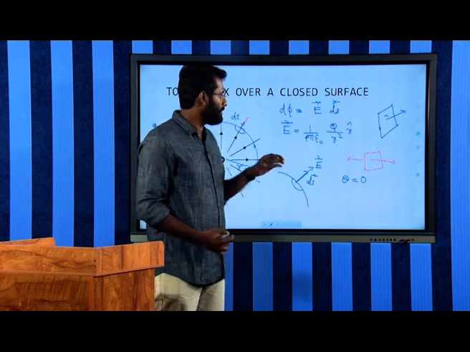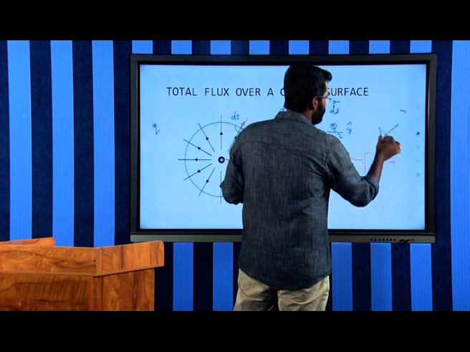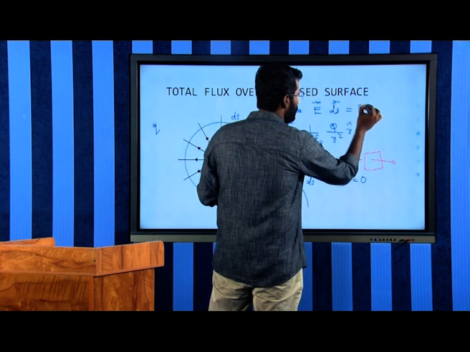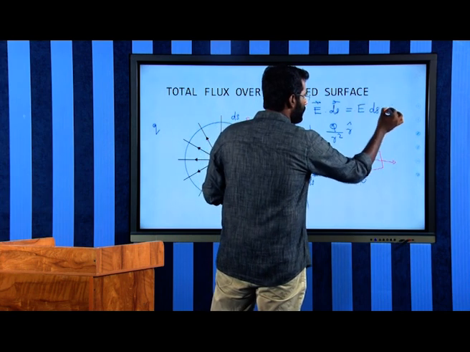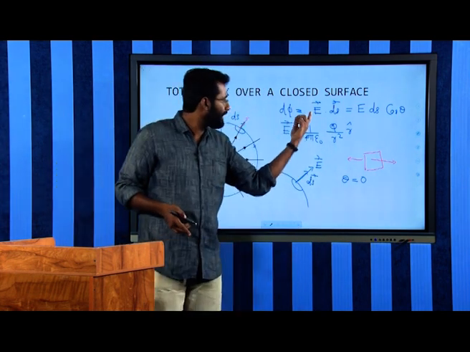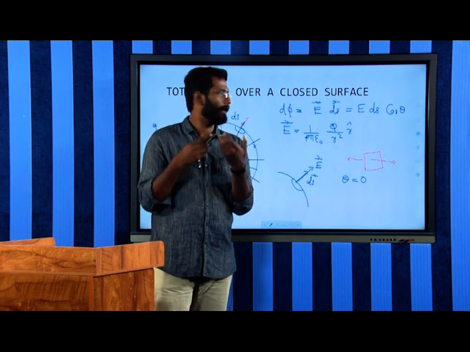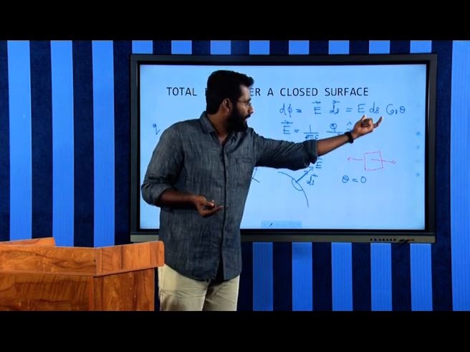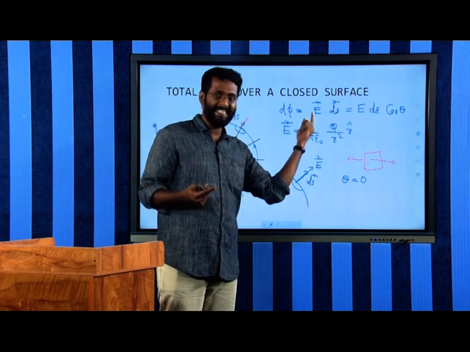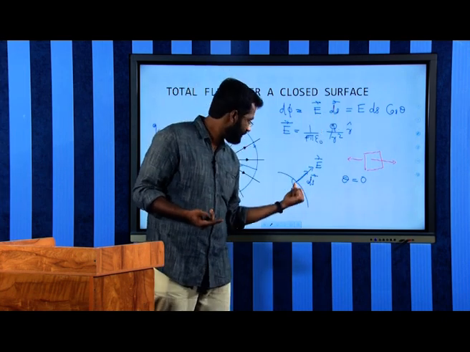So E dot ds means we can convert it into E ds cos theta. So this is equal to E into ds into cos theta. What is theta? When we are taking the dot product between two vectors, say a and b, a dot b means ab cos theta, where theta is the angle between them. Here theta is the angle between the E vector and the other vector ds, the smaller vector.